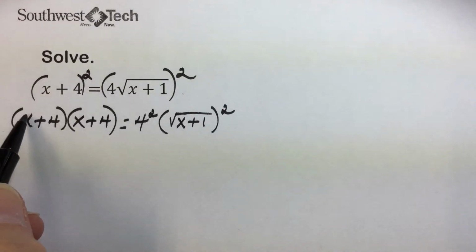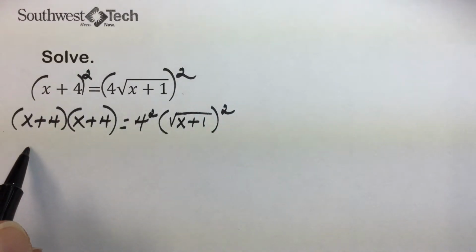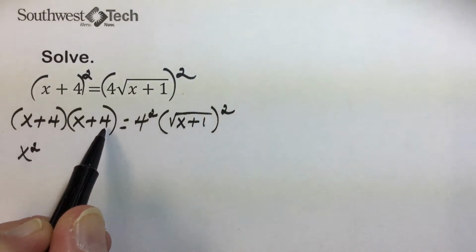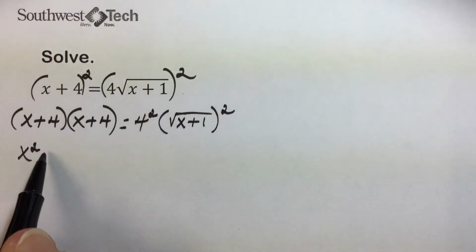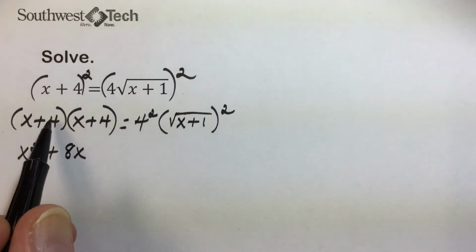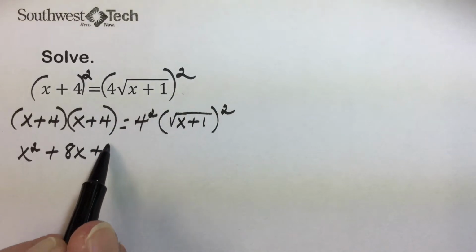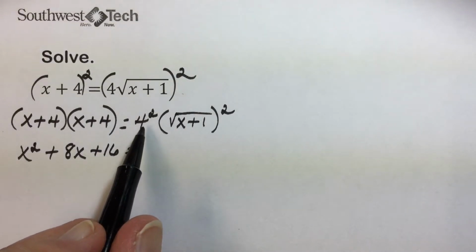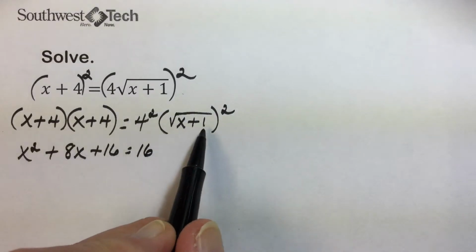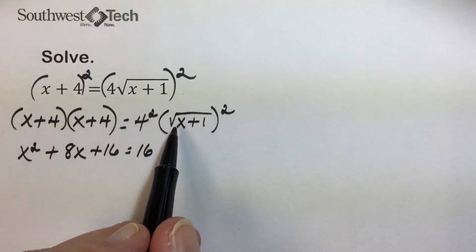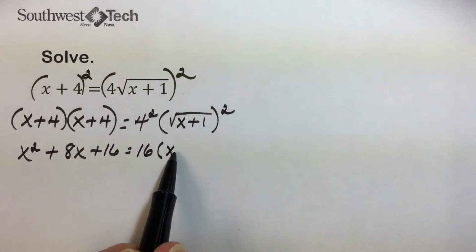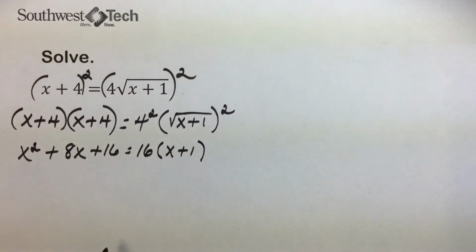Simplifying then, we'll use the FOIL method. First terms multiplied together is x squared. Outer will give us a 4x. Inner terms another 4x, which are similar terms and combine to be 8x. Last terms multiplied together is 16. On the right, 4 squared is 16. And as I mentioned, anytime you have a radical squared, you have the radicand.